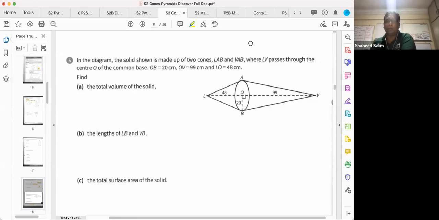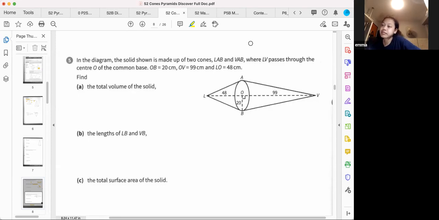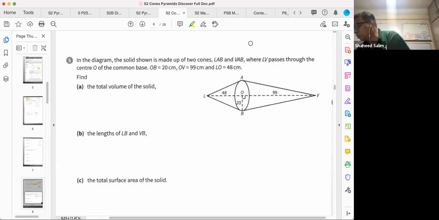Total surface area of the solid. This time is just both curved surface areas, right? Because the base area is not seen at all. It's not on the outside. So, okay, let's try.